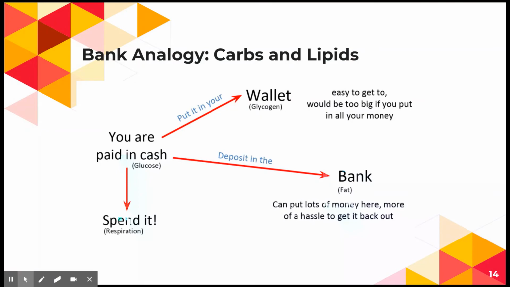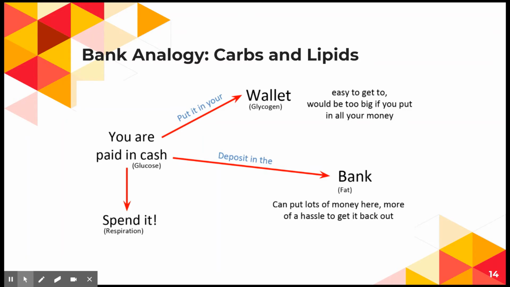So a nice way to think about carbs and lipids is with a bank analogy. So if you are paid in cash, think of the cash as glucose. You can either spend the glucose through cellular respiration or put it in your wallet. And when you put it in your wallet, that's like putting glucose into glycogen. And that makes it easy to get to, but it would be too big if you put in all of your money. So if you put all of your glucose into glycogen, it's going to be too much.